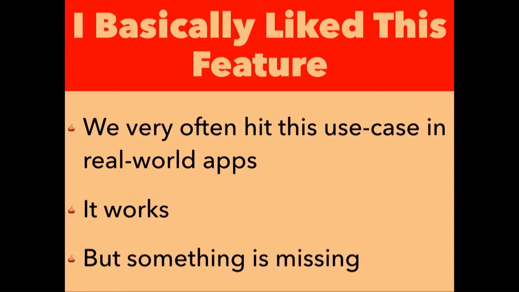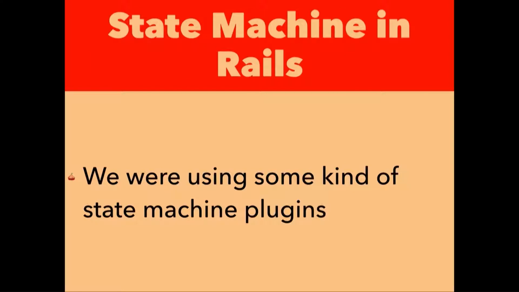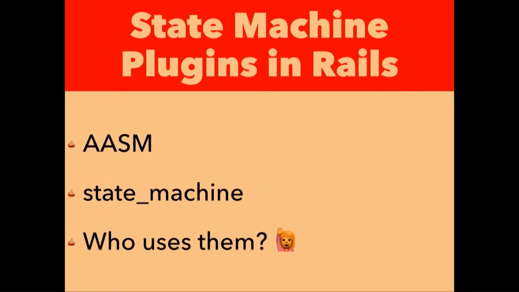But it feels like something is missing. When we define enums in applications, we very often want to define state machines as well. And in such cases, we were using some kind of state machine plugins, right? Like acts_as_state_machine or state_machine. So let me ask you, who uses these plugins? Who still uses them? All right, thank you.